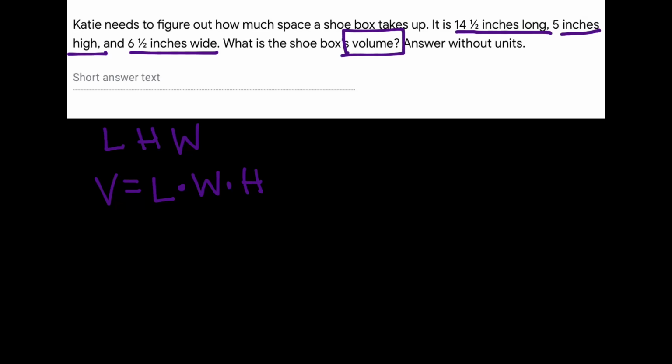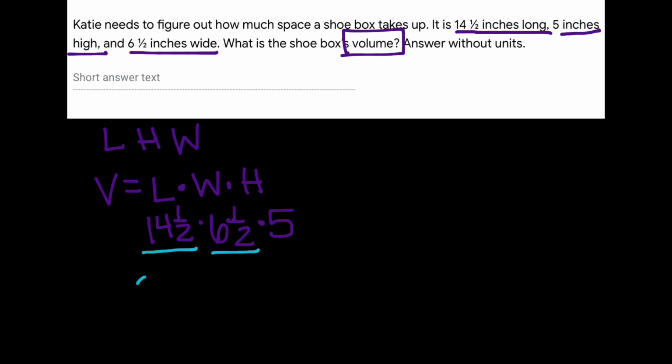So our length is 14.5. Our width is 6.5. And our height is 5. We know that we need to convert 14.5 to an improper fraction and convert 6.5 to an improper fraction. Now, we have done this together multiple times. I feel like you can do this on your own. I will show you how to do 14.5, and then you can do 6.5 on your own.